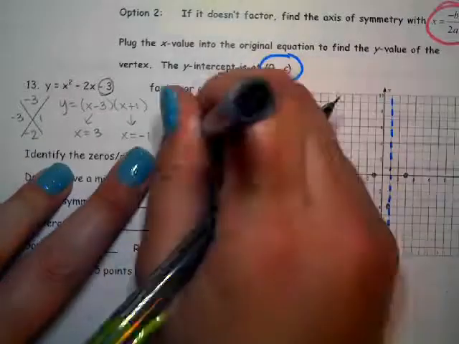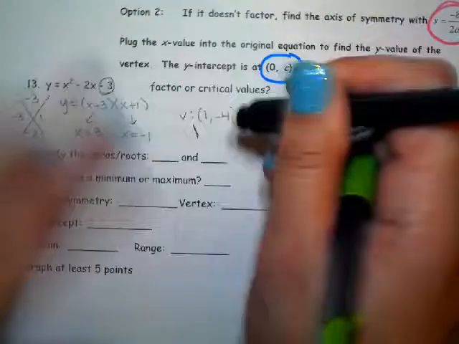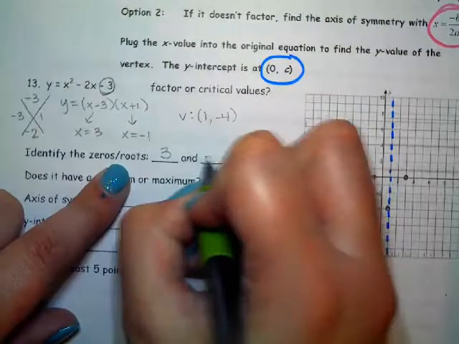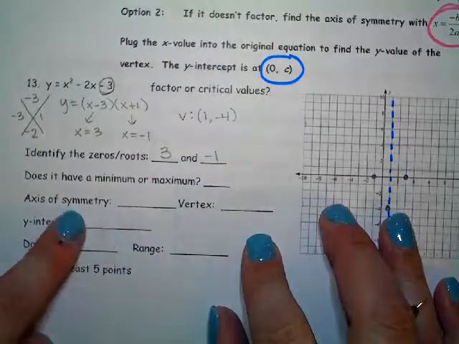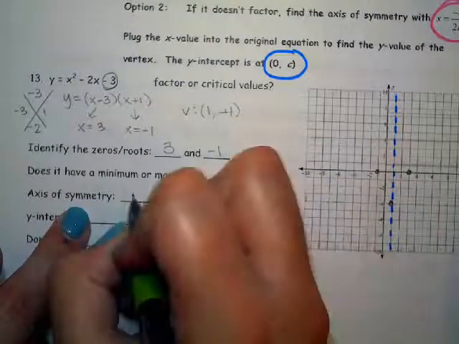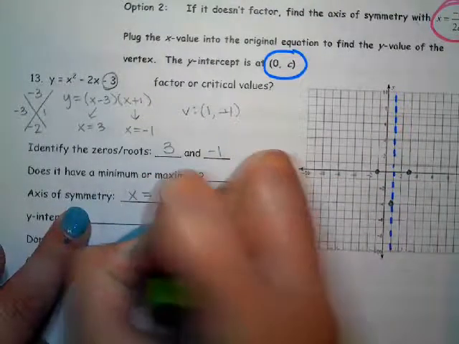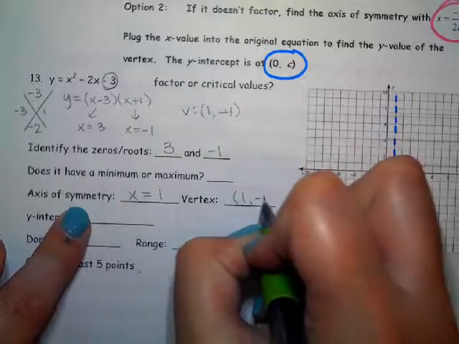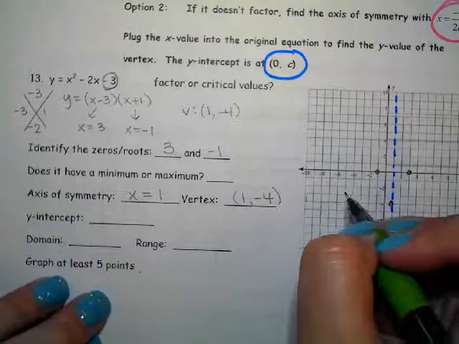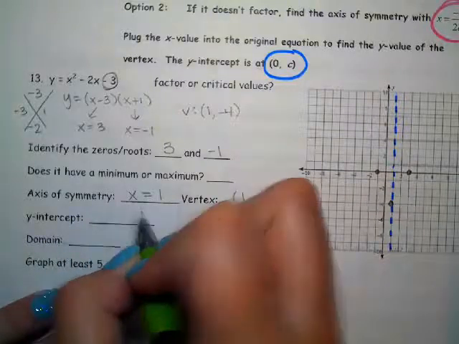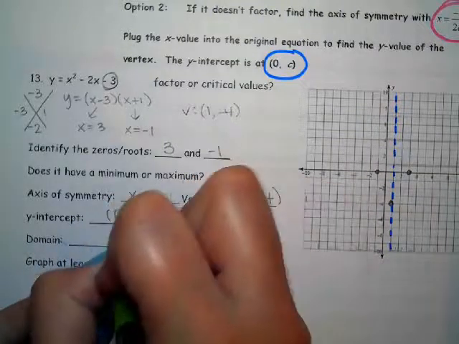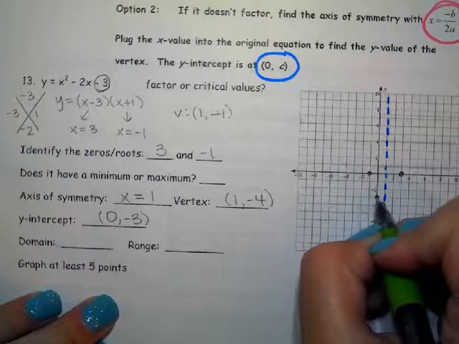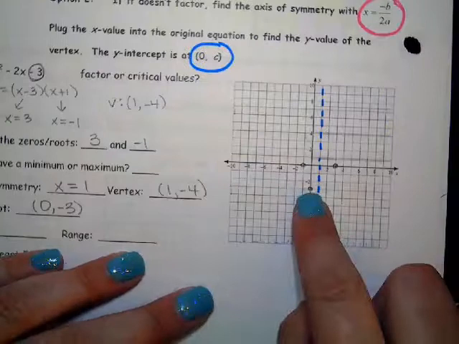So the zeros were 3 and -1. The axis of symmetry was x equals 1. The vertex was 1, -4. The Y-intercept is 0, -3. I'm writing that like a point. 0, -3. Now, we have the axis of symmetry right here, so let's reflect this point over.